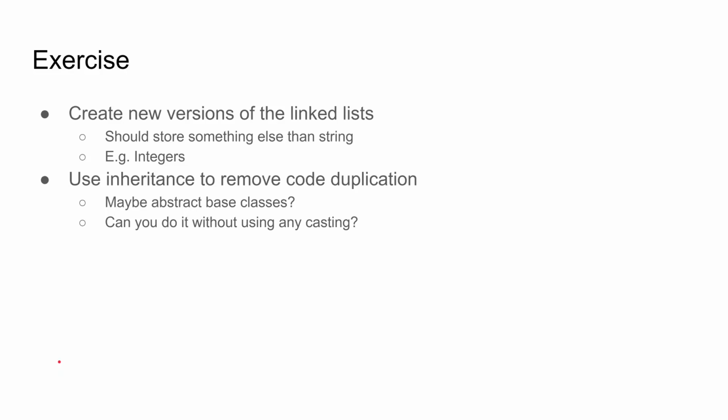So let's do an exercise. The exercise is to create new versions of the linked lists, the single linked list and the double linked list. And we should store something else than this boring string. We could store, for example, an exciting integer instead. So you should try to use inheritance to remove some code duplication, and possibly use an abstract base class. And a challenge is to do this without using any casting, or at least as little casting as possible. So you don't want to use casting if you can avoid it.